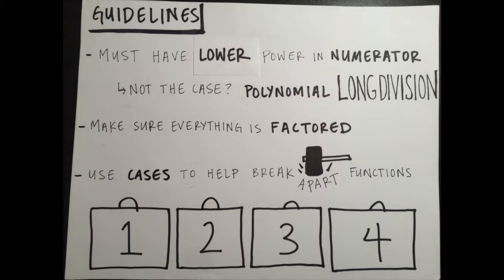So after determining that partial fractions is necessary, the next step you'll need to take is determining what the powers of the two functions you're working with are. To use partial fractions, we must make sure that the numerator has a lower power than the denominator. In cases where the numerator has a higher power, we use polynomial long division to help sort that out. That creates a lower power function and makes it simpler to break apart later.